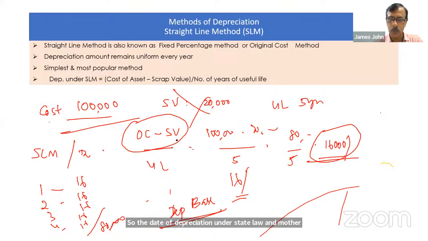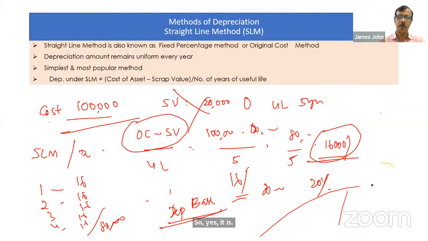Suppose the scrap value is not given. That means the scrap value is 0. What will be the rate of depreciation then? Then here 0, so 20,000 by 5, yes, it is 20,000. The rate of depreciation will be 20%. Okay.